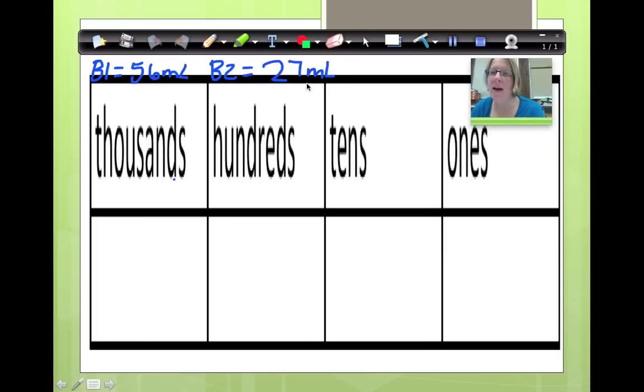And I want to know, if I pour one into the other, how much capacity my dish needs to have, or how much my liquid volume would be. How much would it be if you add 56 plus 27 milliliters? Okay, so first we talk about our numbers, okay? We know that the 6 goes in the ones column, right? So I'm going to draw 6 dots.